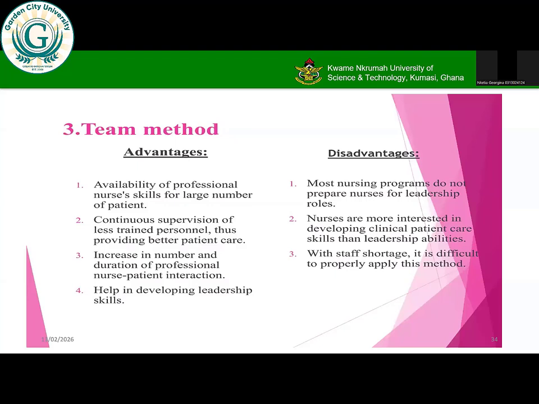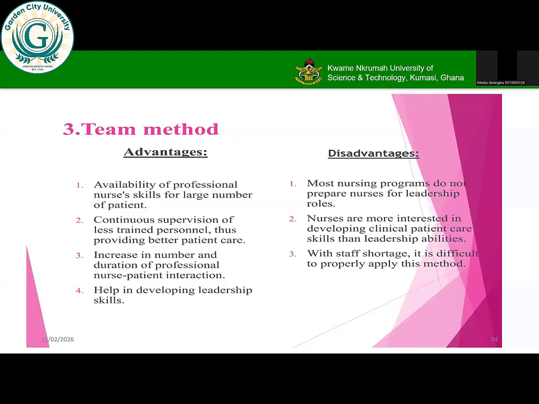Then disadvantages: most nursing programs do not prepare nurses for leadership roles. So if you are the leader and you are not an efficient, effective leader, the work will not go on well. Nurses are more interested in developing clinical patient care skills than leadership abilities. So now you need to also develop that kind of leadership ability.